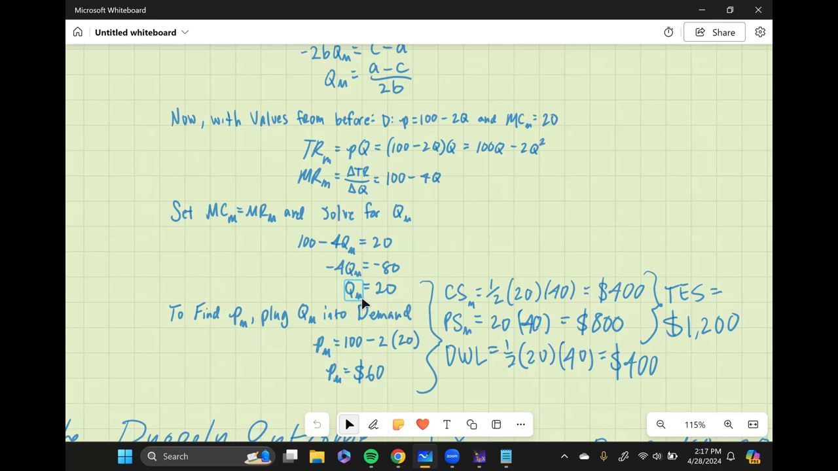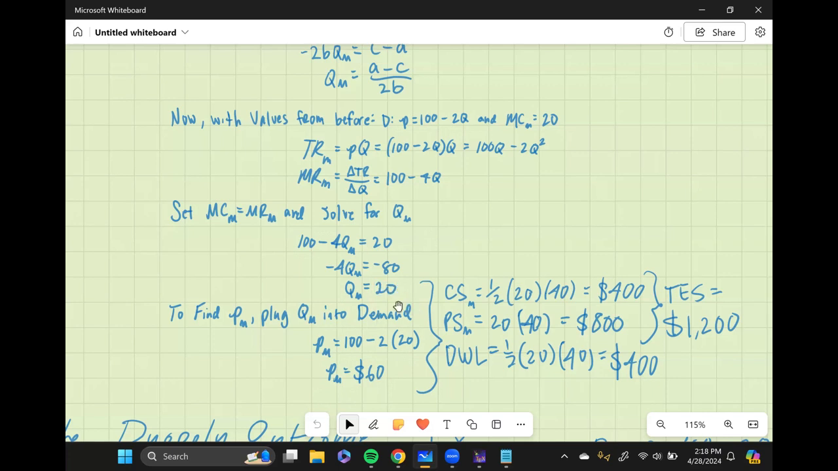And so now all that's left is for the monopolist to find the profit maximizing price. Again, the easiest way to think about the profit maximizing price is that it's going to be the maximum willingness to pay that consumers have for that level of the product. Of course, maximum willingness to pay is defined by the demand curve. So if we plug the profit maximizing quantity into the demand curve and solve for P, we get the profit maximizing price. And so if you plug 20 into the demand curve and solve for price, we get that the profit maximizing price for the monopolist is $60.